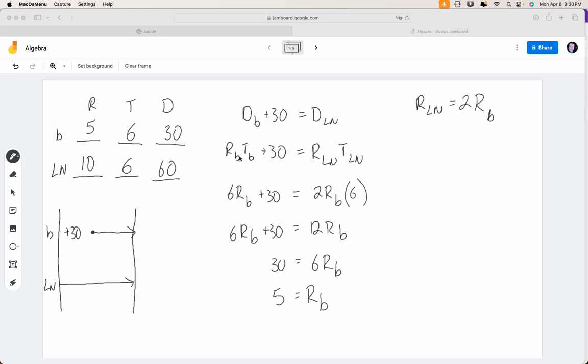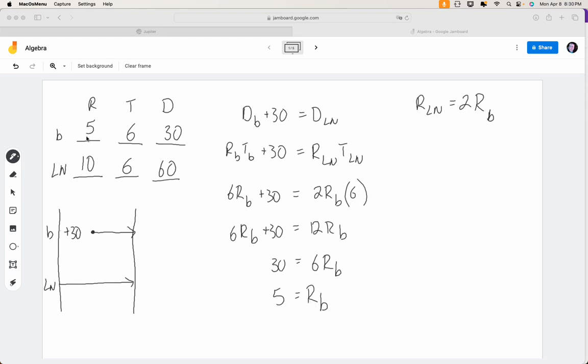d_B is equal to R_B times T_B. d_LN is equal to R_LN times T_LN. Then we substitute in the time, which is 6 and 6. And then we substitute in the value for R_LN. The rate of Lord Nelson is 2 times R_B. So 6R_B plus 30 equals 2R_B times 6. 2 times 6 is 12. Then we subtract 6R_B from both sides. That gives us 30 is equal to 6R_B. Divide both sides by 6, and 5 is the rate of the brigantine.